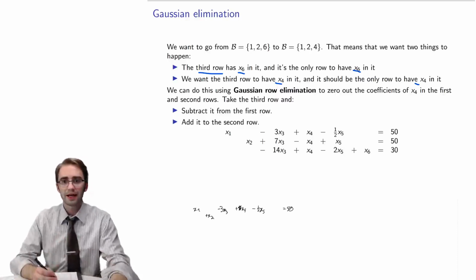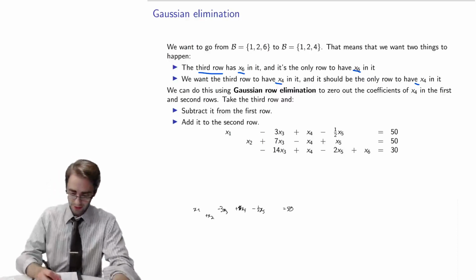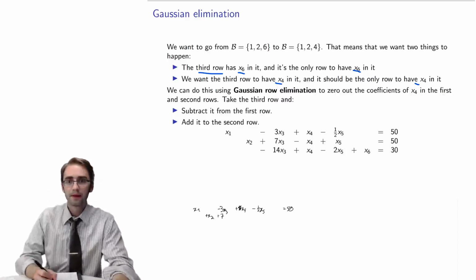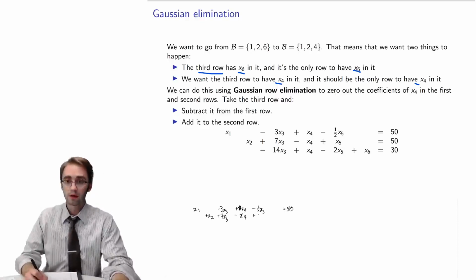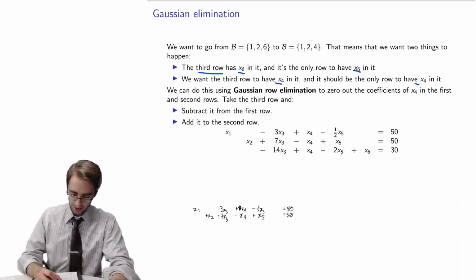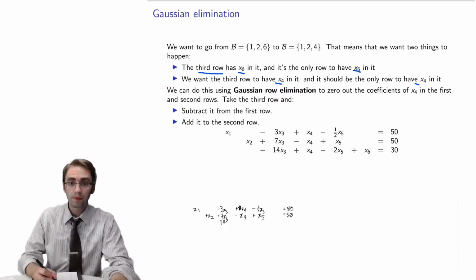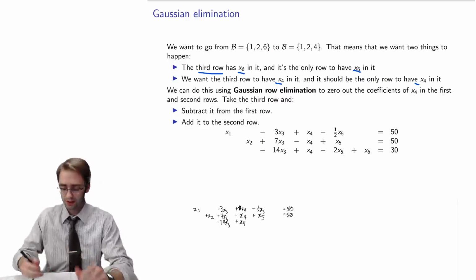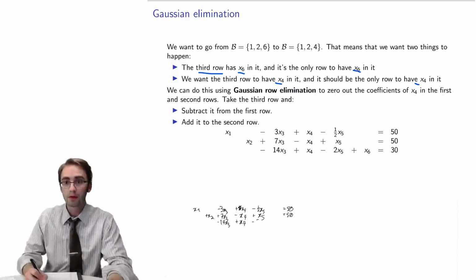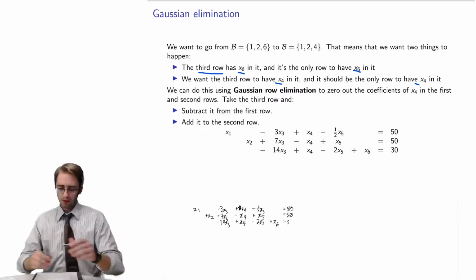And then the next row had an x2 plus 7x3 minus x4 plus x5 is equal to 50. And then finally, I've got minus 14x3 plus x4 minus 2x5 plus x6 is equal to 30. Okay, and so what do we want to have happen here?